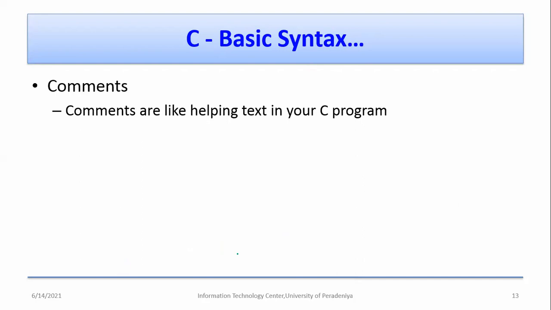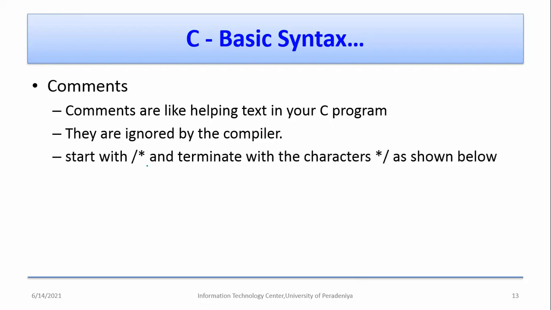And then comments, we use comments, right? Comments are like helping text in your C program. Actually comments are ignored by the compiler. The compiler doesn't consider the comments. So if you use the forward slash and the asterisk symbol, and then the asterisk symbol with the forward slash, within here we can put our comment. We can put some descriptions about the statements or about the program, right?